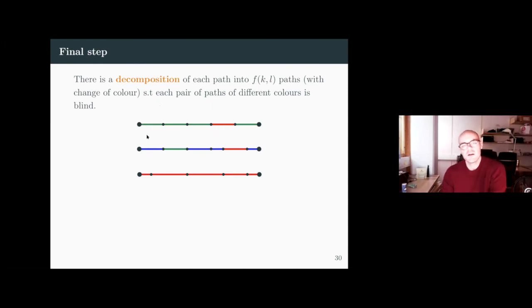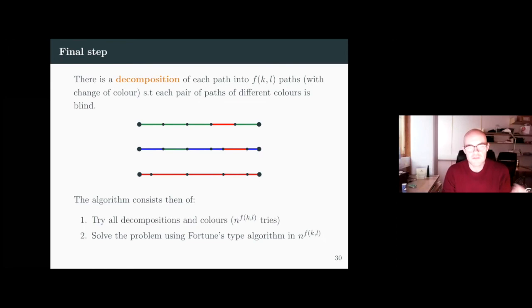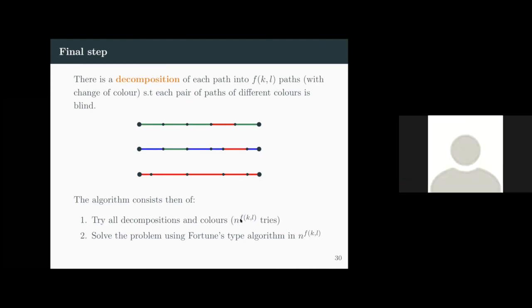So you had a green, a blue, a red, and then you say, okay, now I can decompose this green into, say, 4 green and 1 red paths, and this blue into some blue paths and some green and some red, and this red into some red paths. And I can decompose them so that now everything is blind. And once everything is blind, you can just guess or try all the possible partitions as well as the colors, and this will give you n to some function of k and l, and you can solve the problem using a Fortune type of algorithm. It's an extension of it, basically. Okay.